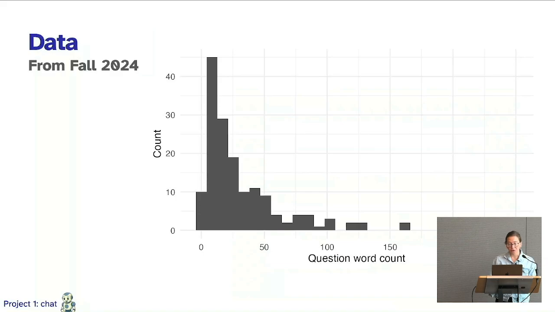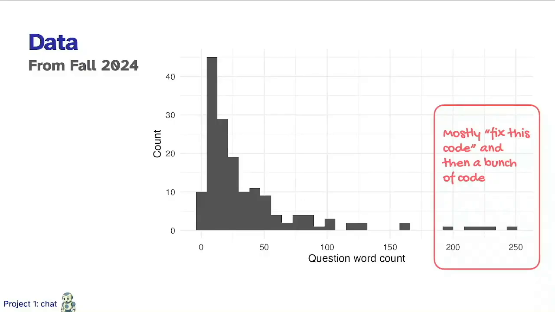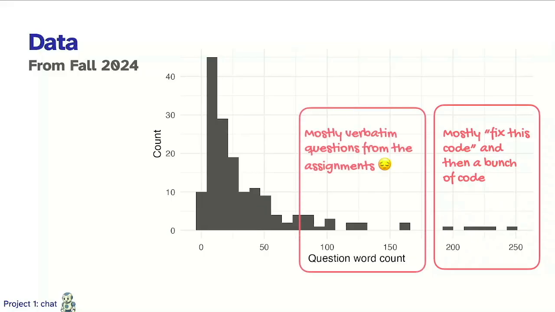Here's some data from the fall 2024 class. This is very crude data analysis of the students' questions, but let's take a look at the word counts. There are some questions that are really long, and when I look at those questions, it's like all of this stuff is spit out to me and I put it into this to see if it can help me make sense of it. So, fix this code, and then a bunch of code. In the middle are mostly verbatim questions from the assignments.